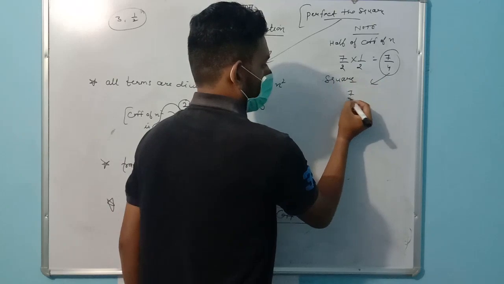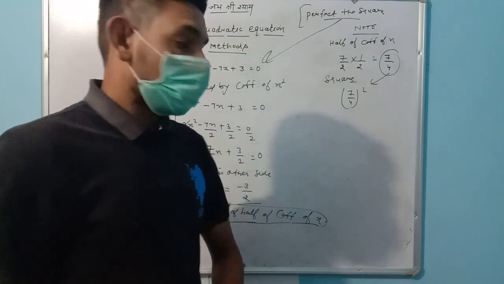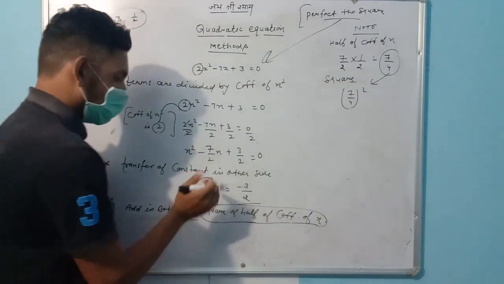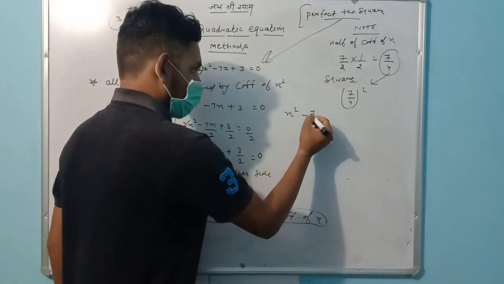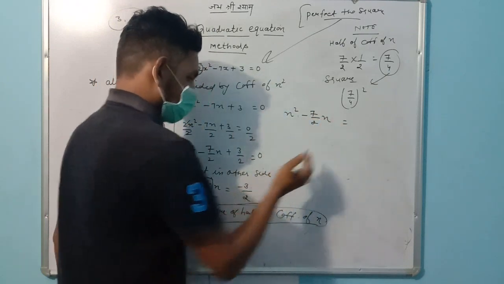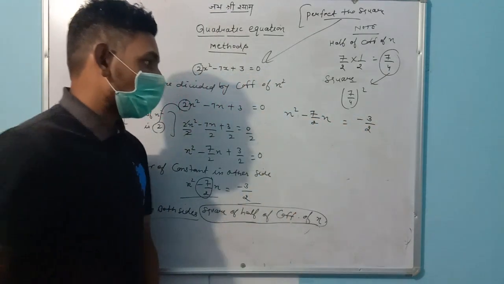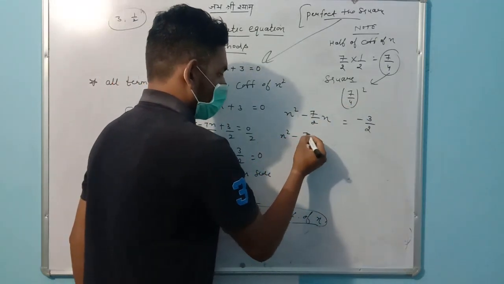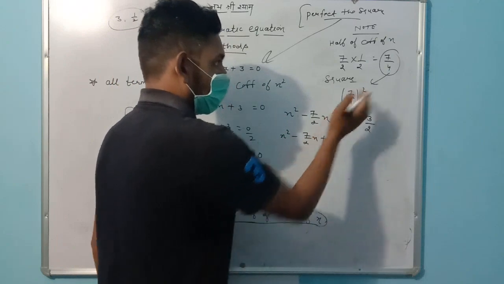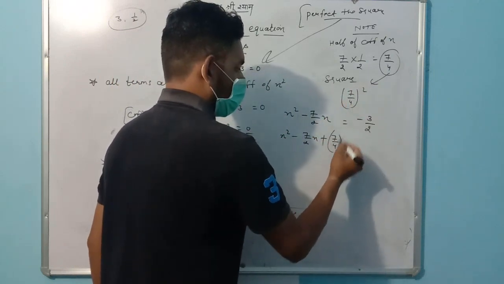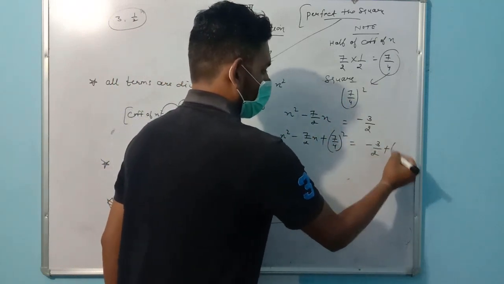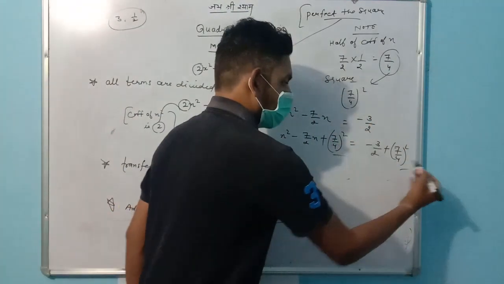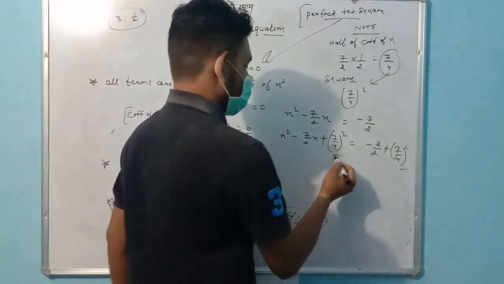Square of this number, 7 upon 4 square. Understand? Now this number is added on both sides. What is on both sides? x square minus 7 upon 2x on this side is 1, and on the second side it is 3 upon 2 minus 3 upon 2, and this number is added on both sides. We add the same number here, and we also add this number right here. We add the same number on both sides. This number comes from the constant.